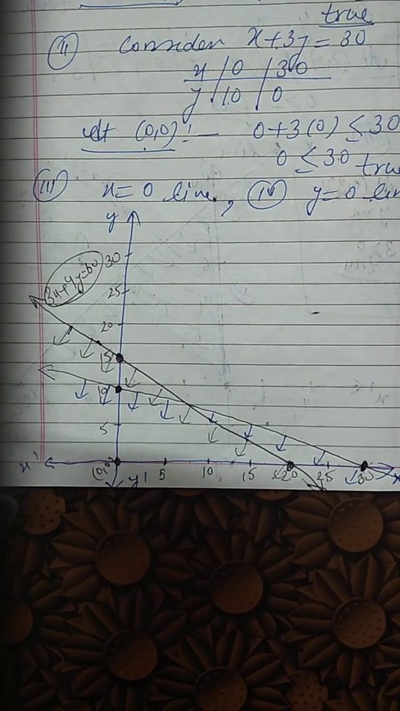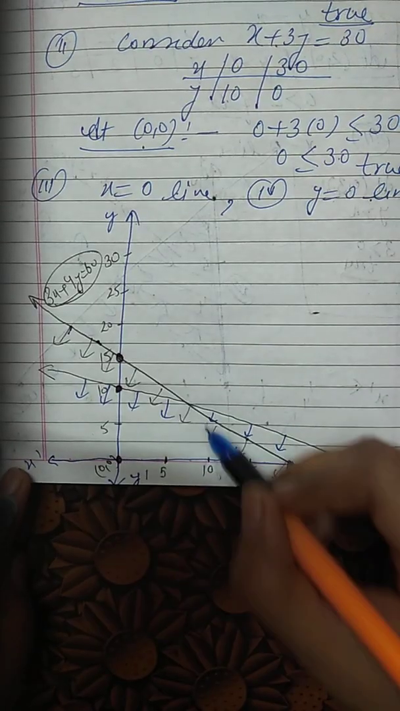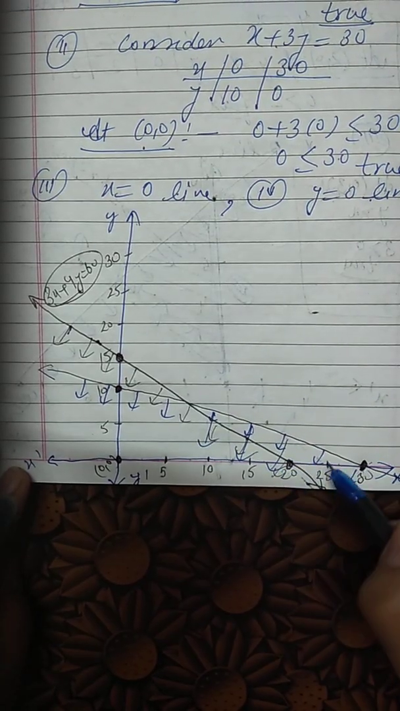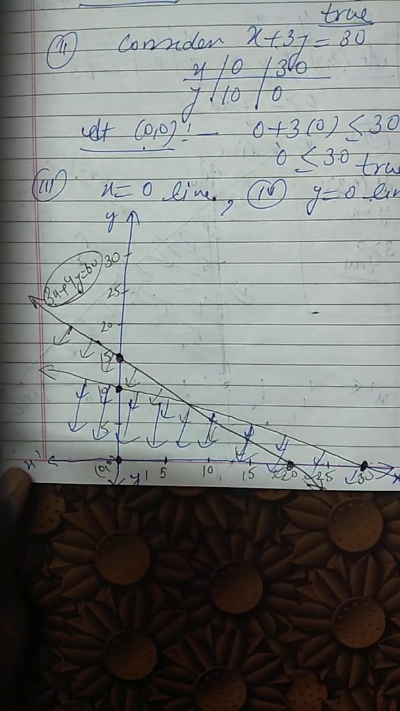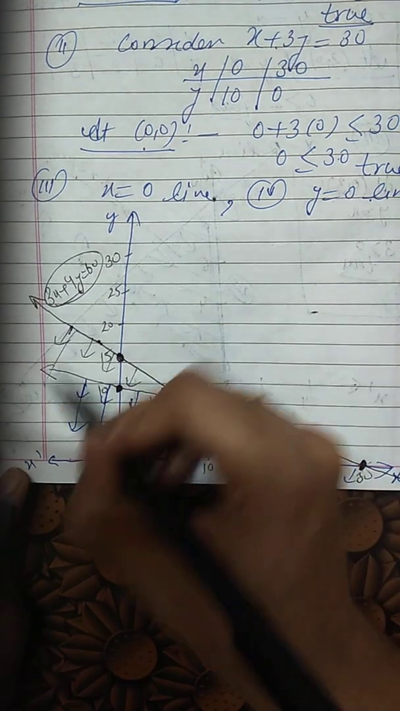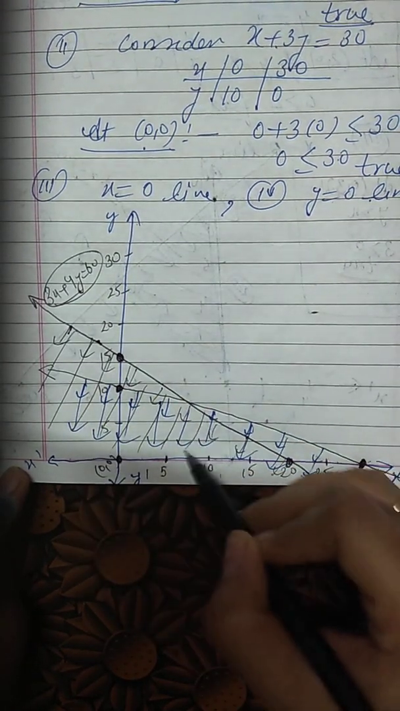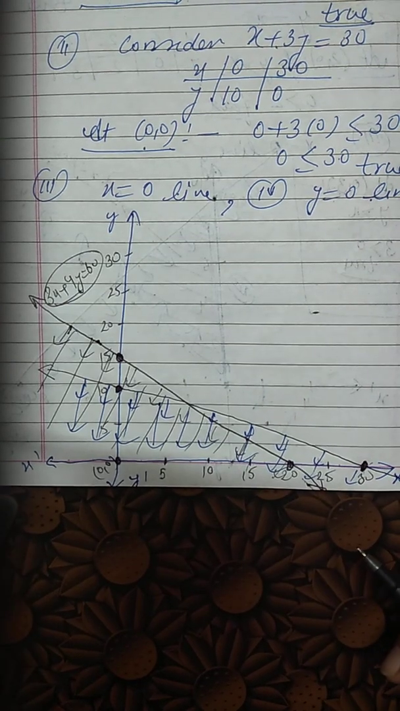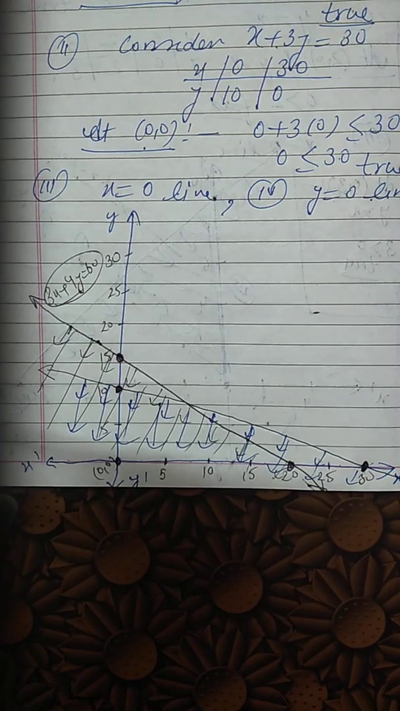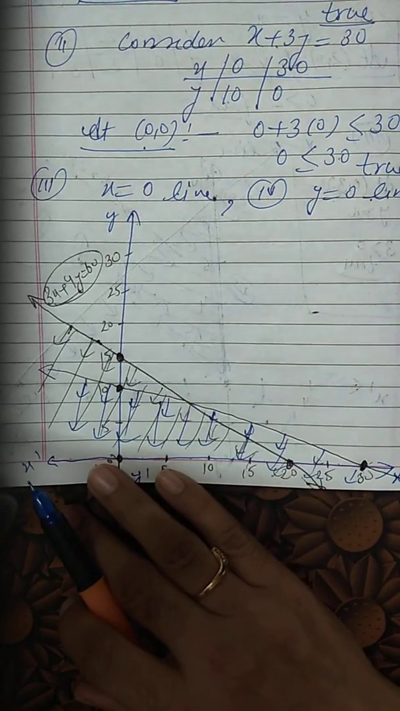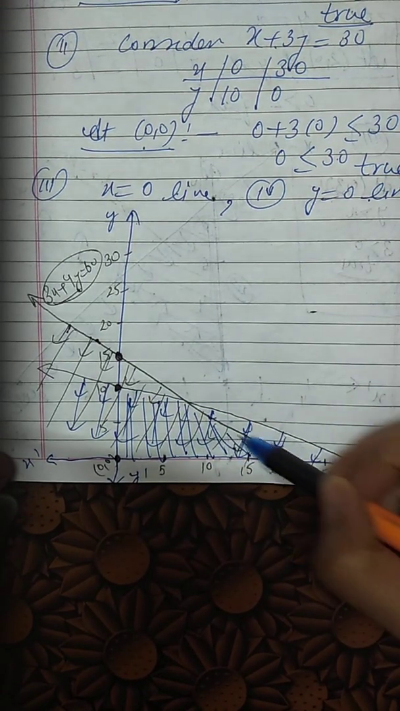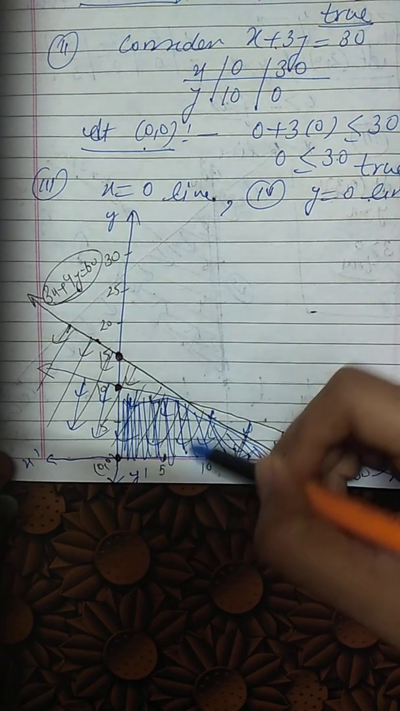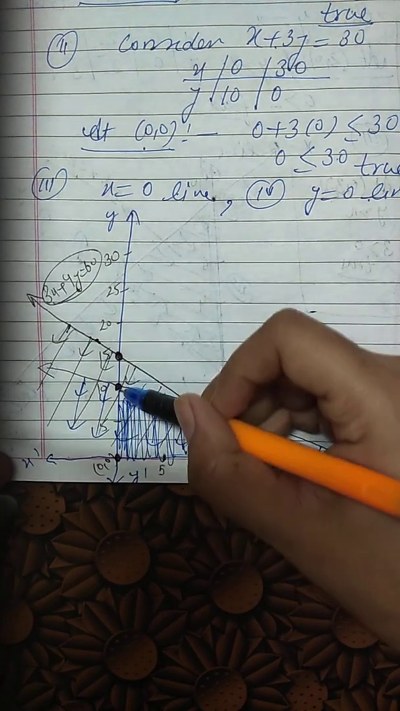Now we have to see which region is having the arrows from both. If I extend these arrows for the second line, I am getting this part, and if I extend the arrows for the first line also, I am getting this thing. Now the region which is having the arrows from both the lines, that will be our solution region. So which area is having the arrows from both? This part. So if I shade it, this will be our solution region.